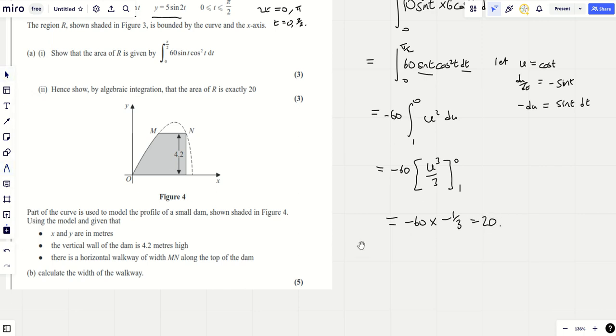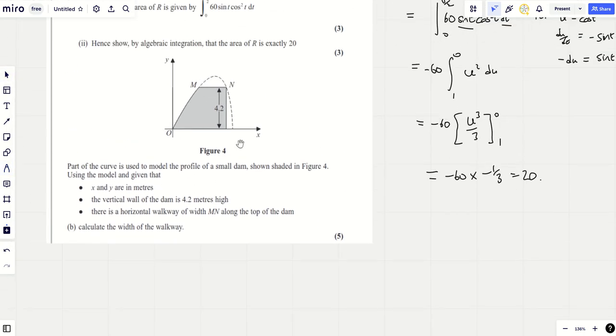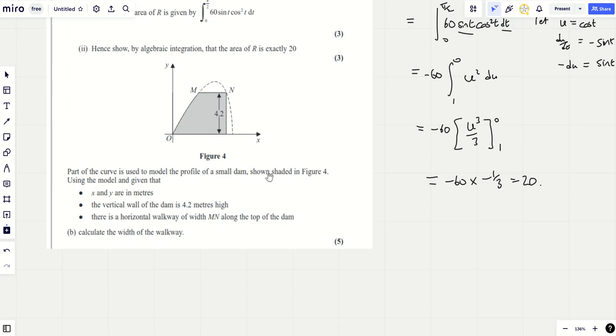Okay, last part. Part of the curve is the smooth profile of a small dam. Okay, it's in meters. The vertical height of the dam is 4.2, that's obvious. Now they want the width of the walkway. That's what they're asking for. So that's this width here. Now that occurs where y is 4.2.